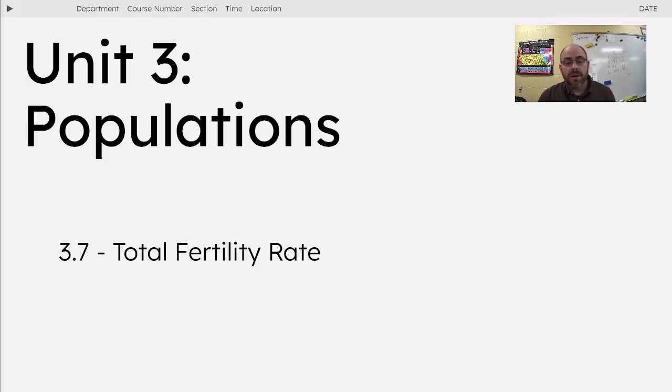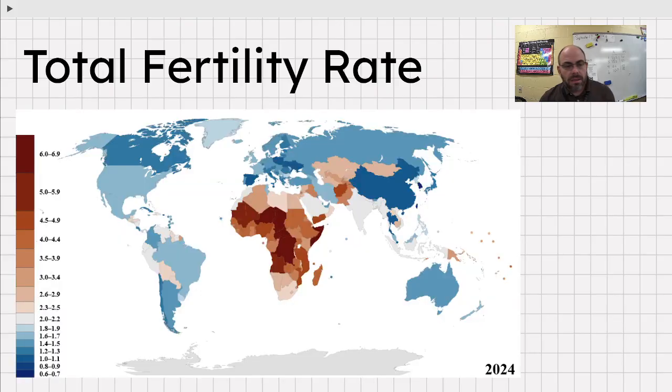This is AP Environmental Science, Unit 3, Populations, 3.7 total fertility rate. Kind of feeds off of the age structure diagrams that we looked at last time. And we need to talk about this thing called total fertility rate, or TFR for short. It's the average number of children a woman has in her lifetime. So, the average number of children a woman has in her lifetime.